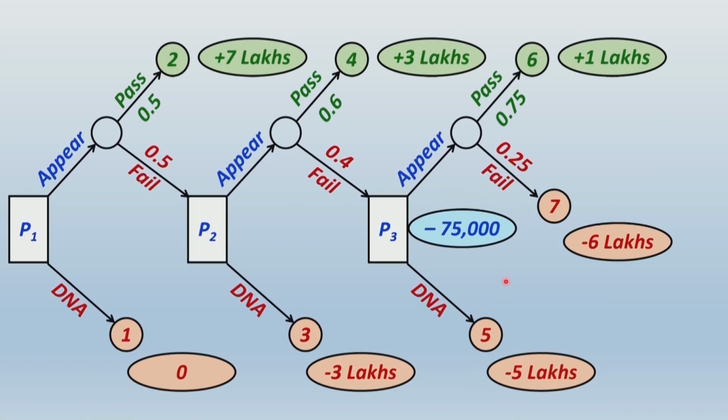Why we need this? Because when we have to take up the calculation of EMV for P2, for the appear part, if the candidate is passing, we know the monetary value. If he is failing, that time we were not aware of the monetary value. Therefore, EMV of P3 is now clearly identified. Now, based on this amount available, you can compute the EMV of P2 and accordingly you will be able to take the decision further. So, I am sure you have written this minus 75,000 over here. Let us move ahead and now we compute EMV for P2.